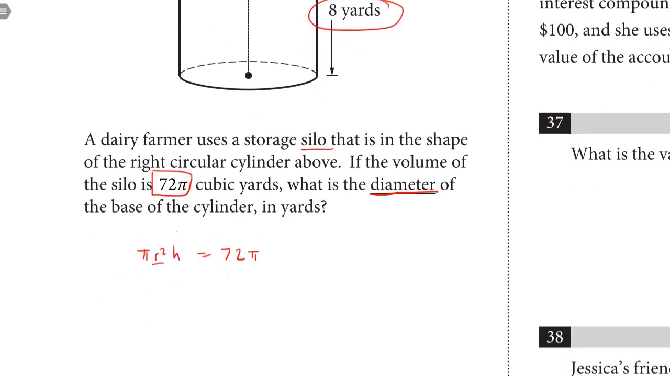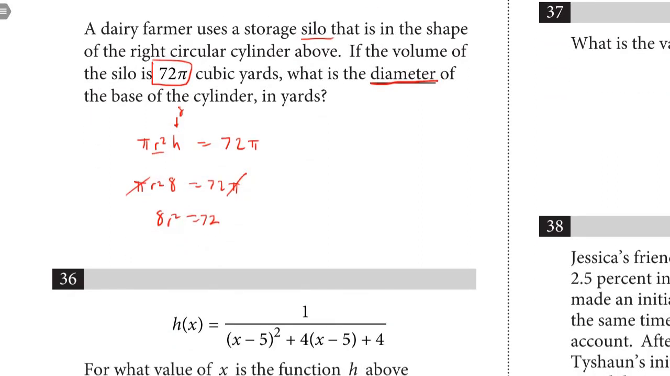So if we plug in 8 here, we get pi r squared times 8 is equal to 72 pi. Now I'm going to divide by pi on each side. So I get 8 r squared is equal to 72. Now I'm going to divide by 8 on each side. So I get r squared is equal to 9.